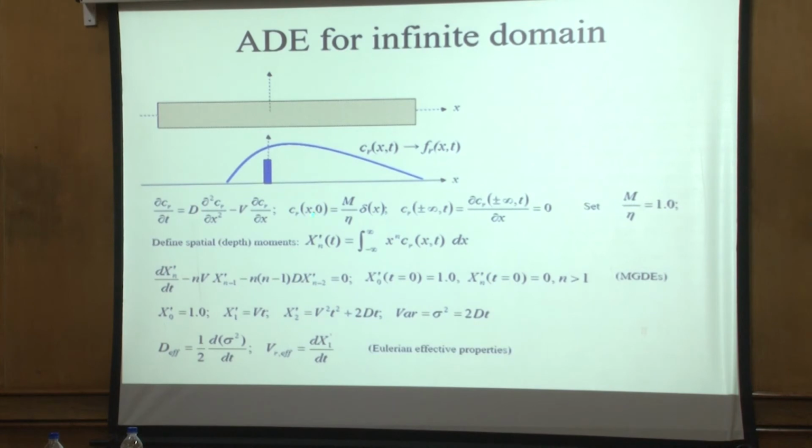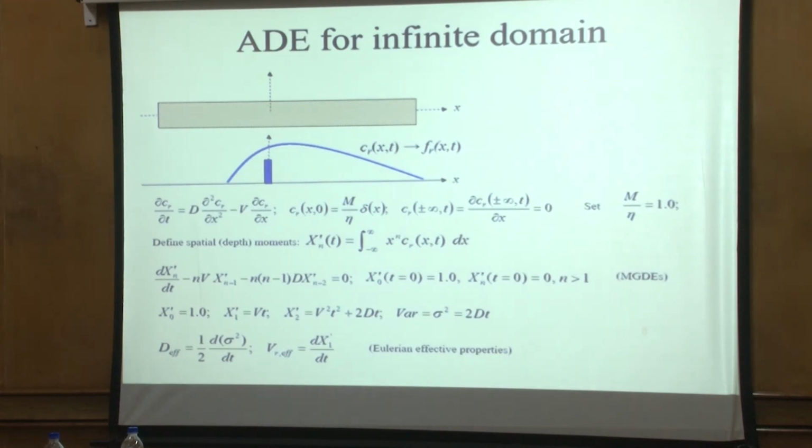And given these boundary conditions, the 0th moment x0 prime at t equals 0 is going to be 1. All the higher order moments are 0 because I introduced a delta function. All the solute mass was at x equals 0 at time t equals 0. So the 0th moment is 1. After that, all higher order moments are 0. Okay. So what do we have then?